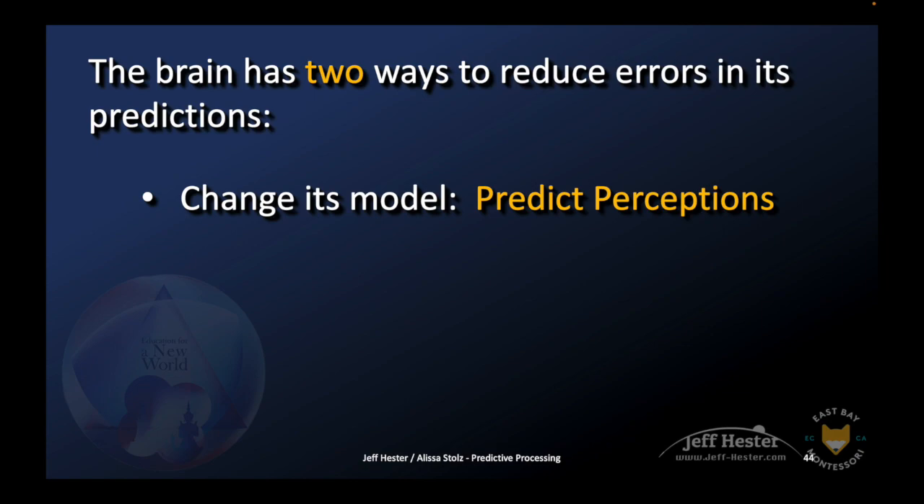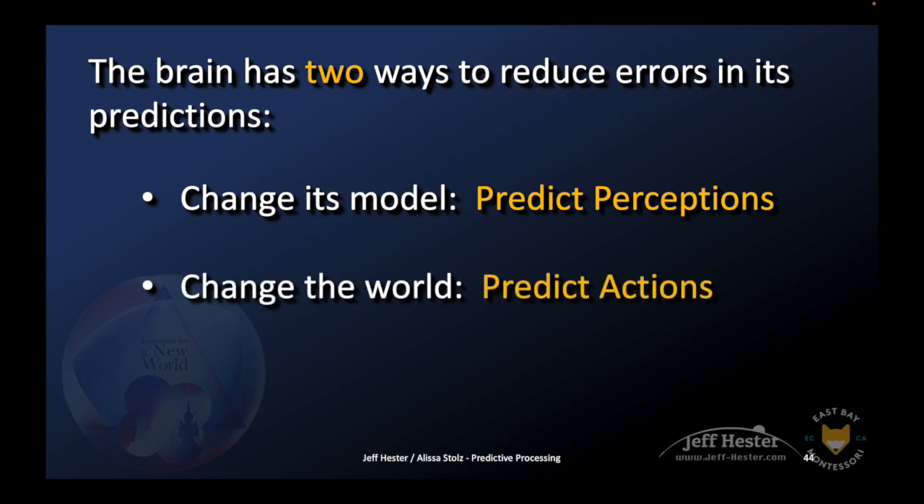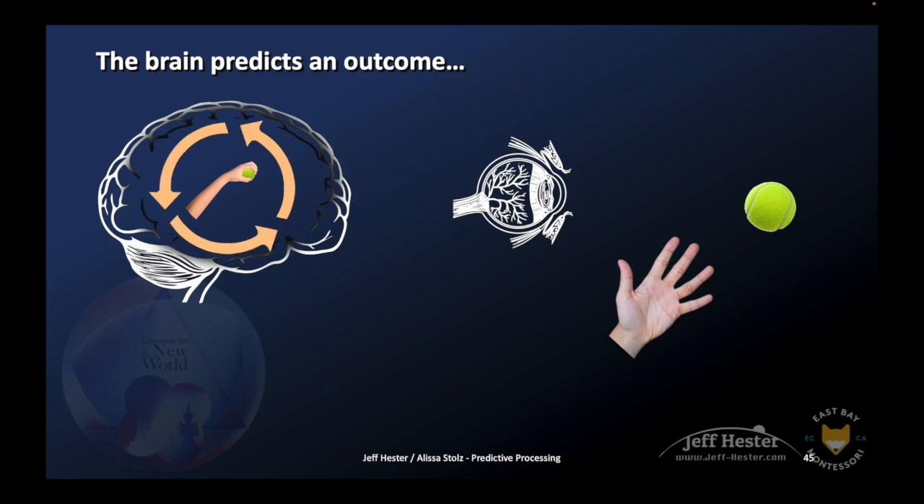There's one way that the brain has to reduce errors in its predictions. It can change its model. That process is what we call perception. But there's another way that the brain can reduce the errors in predictions, and that is it can change the world. It can take action. It can predict actions. Actions and perceptions work in exactly the same way.